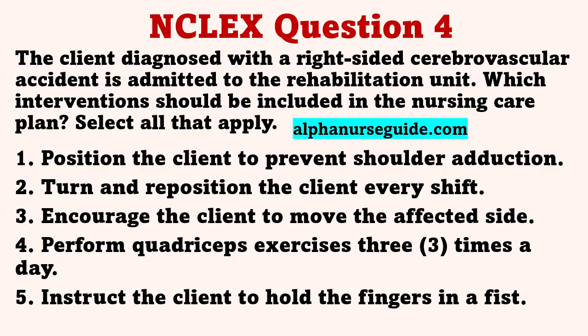The correct answers are 1, position the client to prevent shoulder adduction, and 3, encourage the client to move the affected side. Placing a small pillow under the shoulder will prevent the shoulder from adducting toward the chest and developing a contracture. The client should not ignore the paralyzed side, and the nurse must encourage the client to move it as much as possible. A written schedule may assist the client in exercising.